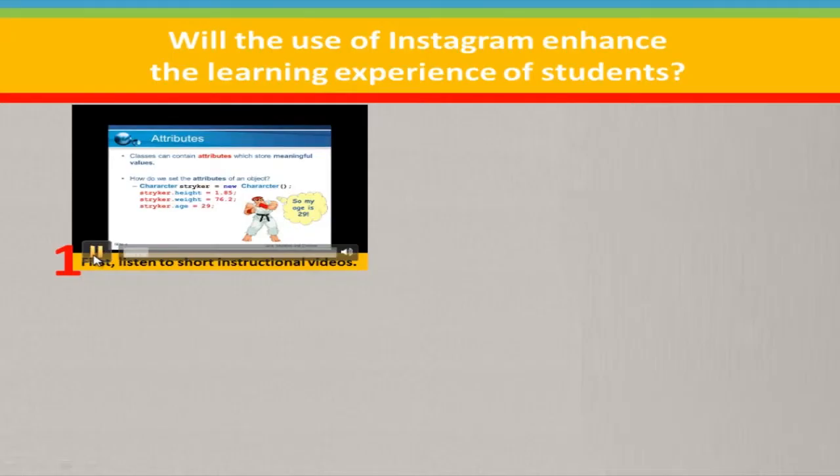In slide 4, we see that attributes define how an instance of a class differs from another instance. How do we set the attributes of an object? We use the dot operator.